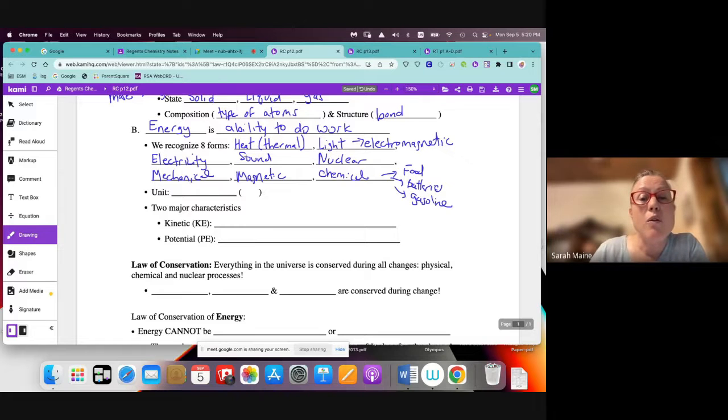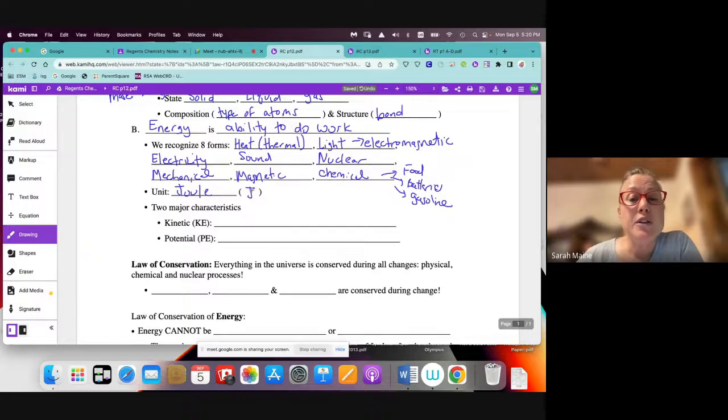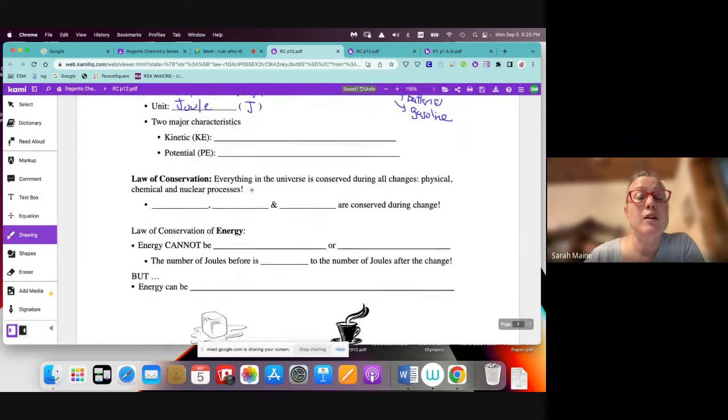Now, no matter what form of energy we are referring to or thinking about, we quantify or measure it in the unit of joule. And the symbol for joule is a capital J. Every form of energy can be described with both of these characteristics.